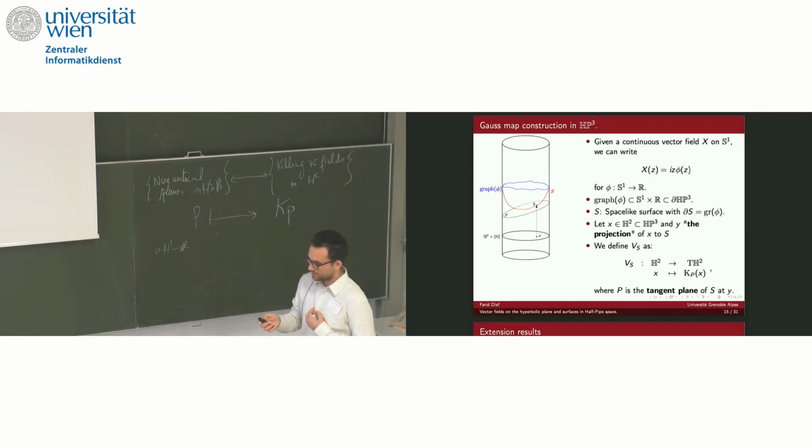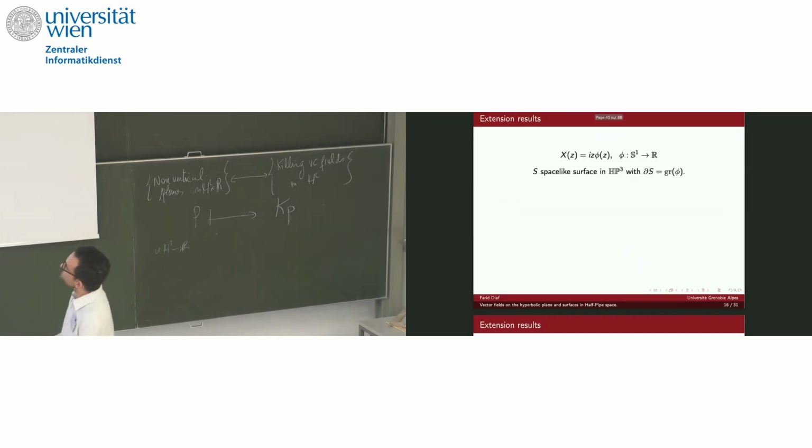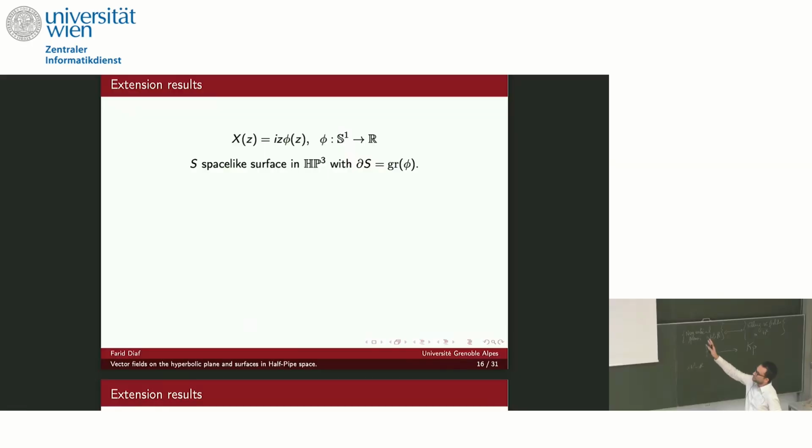In fact, this is an interesting example. So now I will give the result. So we are in this setting, a vector field and a surface which is asymptotic. Okay, this is a picture, always.